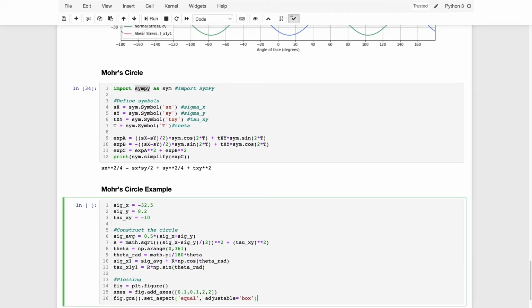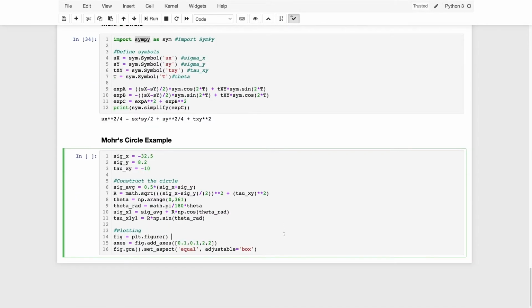Just cheat a bit and put some code in here. So what have we got here? This is the usual: define a figure, add a set of axes. This is a new line of code. I want my x and y axis to have an equal aspect ratio, because they're both newtons. The horizontal and the vertical axis are both in newtons per millimeter squared, and so they'll need to have the same aspect ratio if I want this thing to look like a circle.